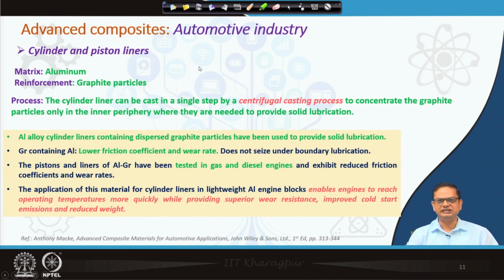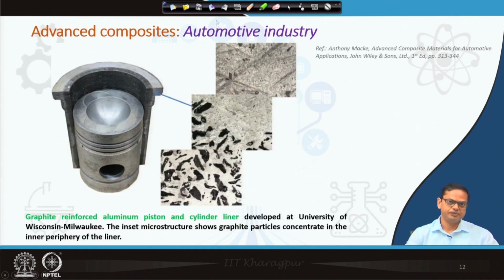Now, if you are aware of cylinder and piston liners, these two go through continuous wear. At high velocity they slide along each other, and that leads to a very high amount of wear loss. Now, how are these made? If you look at this particular picture, you can see here this is the cylinder and that is the liner, and if you look at the inner core, you see that the color is different. This kind of structure is made by a particular casting technique which I mentioned initially. It is called centrifugal casting.